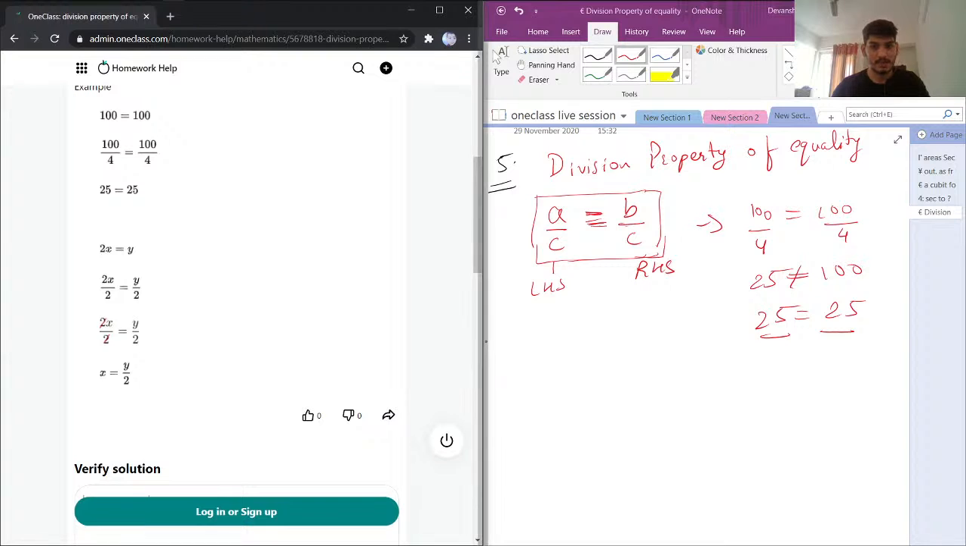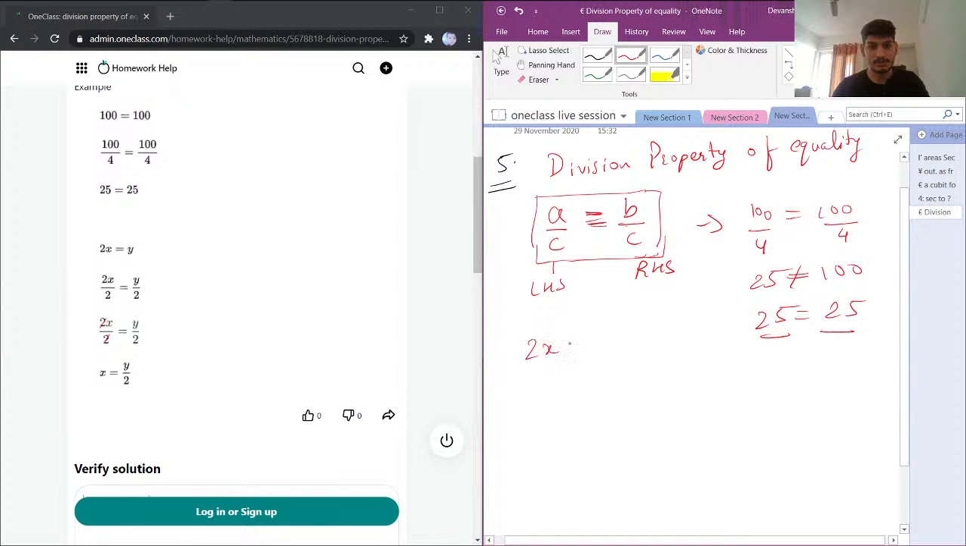Here again we have one example as 2x equals y. I need to solve this. I need to find x in terms of y only. Then what I can do, I can just divide both the sides with 2, or you can also say multiply both the sides with 1 by 2. It is just the same thing. 2x times 1 by 2 equals y times 1 by 2. So 2 and 2 will get cancelled and x will be equal to y by 2.